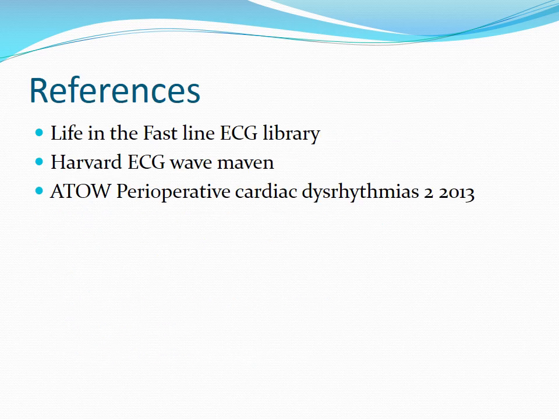For references, I've used Life in the Fast Lane ECG library, which is an excellent source for simple explanations. ECG Wave Maven is an excellent source as it has hundreds of ECGs with cardiology level interpretations. This is great for practice pre-Viva and comparing your answers, but don't expect to get everything they do. The 2013 Anaesthesia Tutorial of the Week on perioperative dysrhythmias gives a great explanation of the anaesthetic considerations in heart blocks and other dysrhythmias.